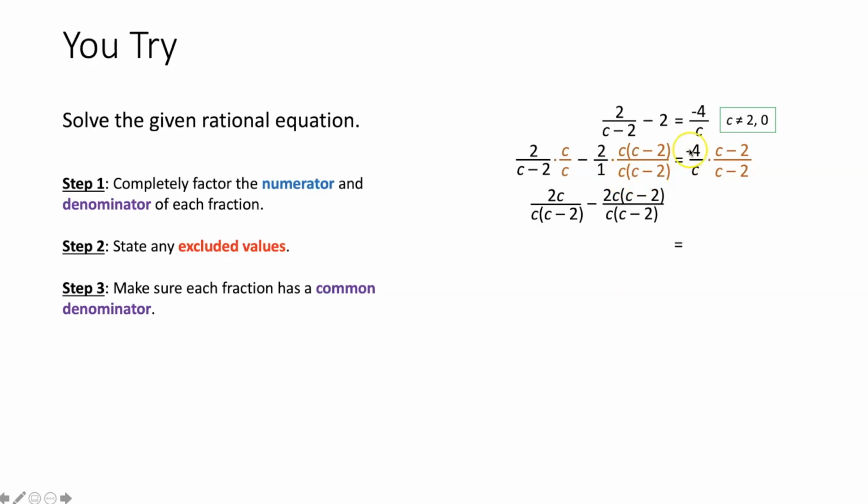And then that's going to be equal to, up here, this negative 4, I can distribute to the c and to the negative 2. That's going to be negative 4c plus 8. And that's all over our common denominator. Now, each fraction has the exact same denominator. We have a common denominator.